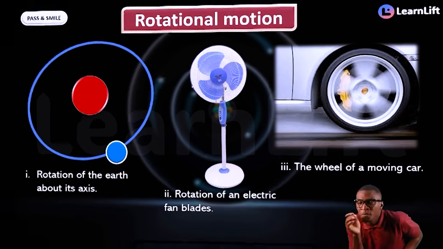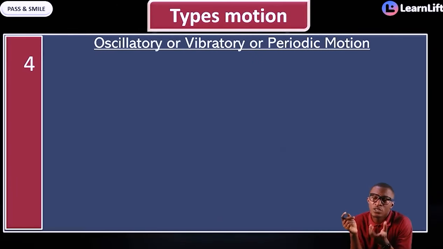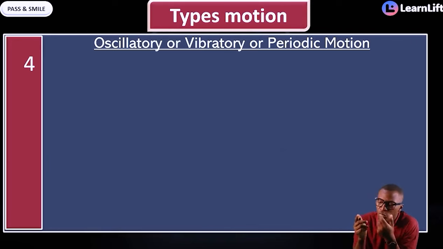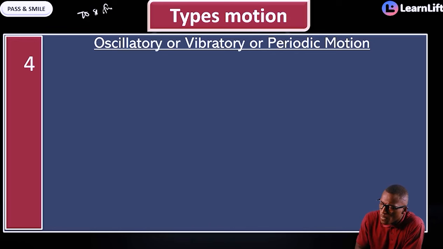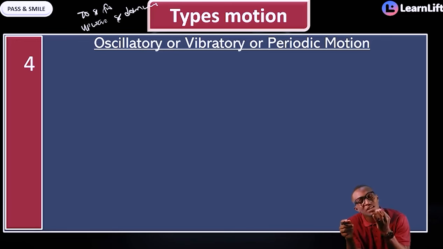Quickly, if you say you practically understand that, the fourth one is what we call your oscillatory motion, or you call it your vibratory motion, or you call it your periodic motion. Now let's explain them first. When we talk about oscillatory, we are talking about to and fro, or upward and downward. Are you seeing that? So when a body is moving to and fro or upward and downward, it's said to exhibit oscillatory motion.